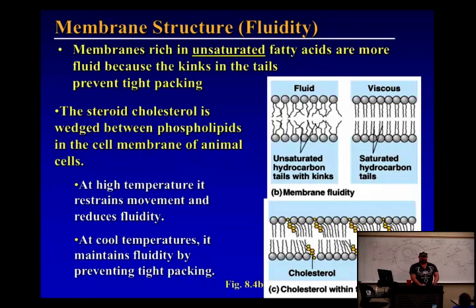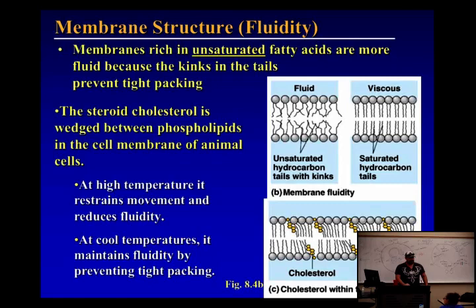Well, what can we do to make things more fluid? What's the difference between the saturated and unsaturated fats? It's the double bonds, but really, what is it? It's the shape. It spreads it out, right? So in animals, all you have to do is change the shape. And to do that, you just shove another molecule in there. Guess what molecule that is?